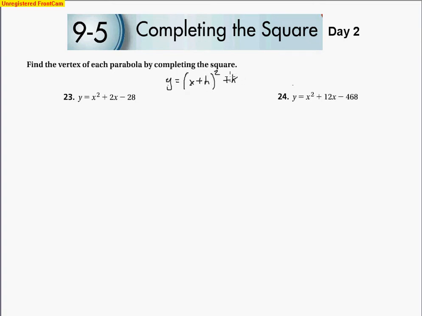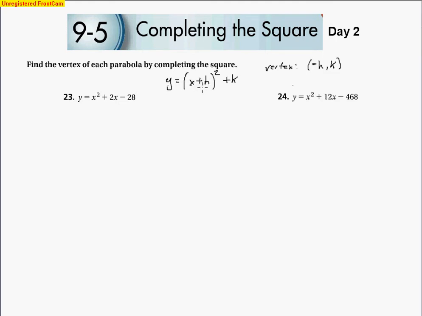k is just a constant that it ends up equaling, and what we're looking for is the vertex, which is going to be those two values. However, the h value is always the opposite, so if it were a plus h, then the vertex would be negative h comma k. So k will stay whatever sign is here, but for h, whatever the sign is here, it's always going to be the opposite of that value.